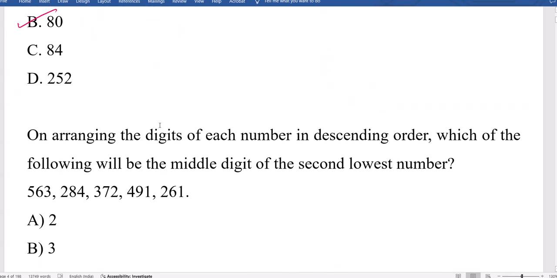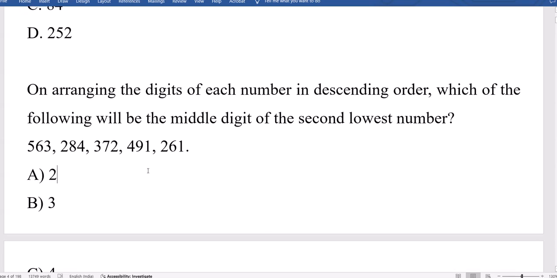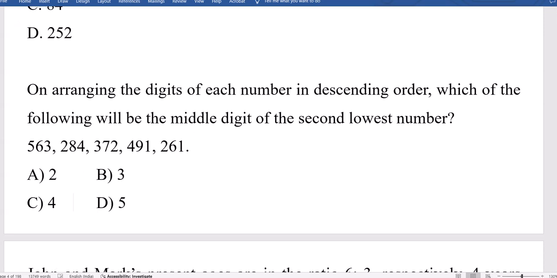So see the next question. All these questions are previous Infosys questions. Now you have to arrange the digits of each number in descending order. Which of the following will be the middle digit of the second lowest number? Each number you have to arrange in descending order, then take the middle digit of the second lowest number.